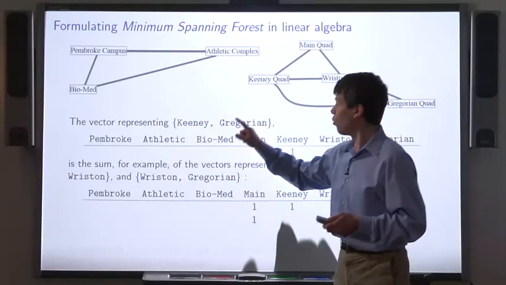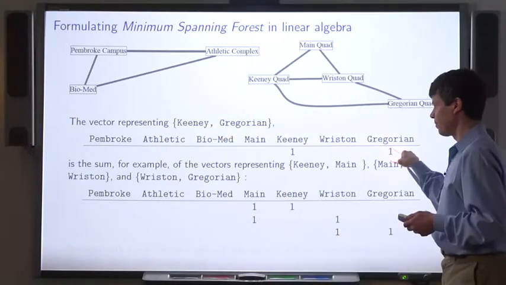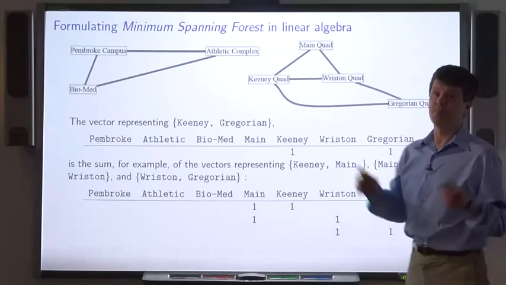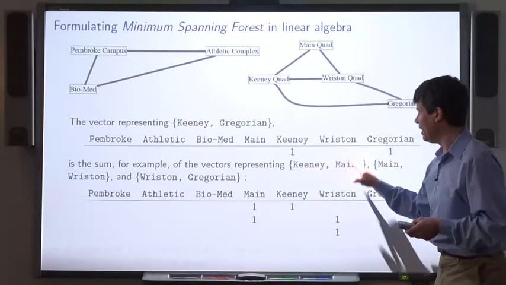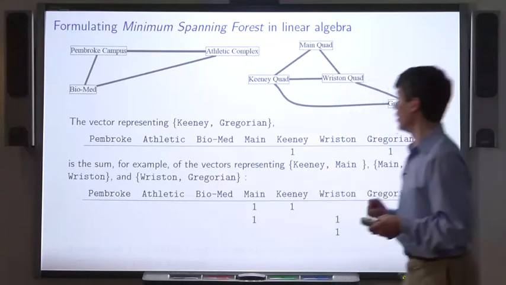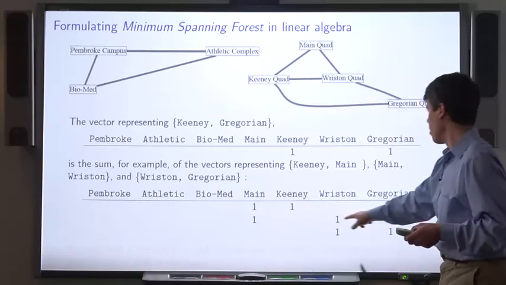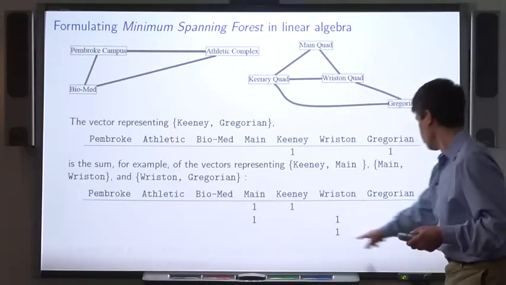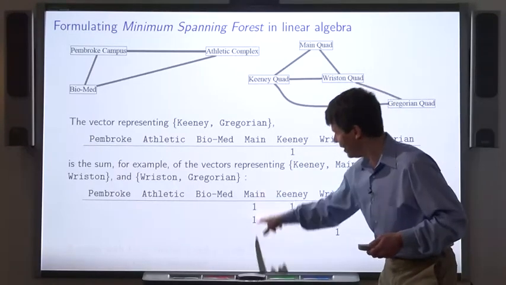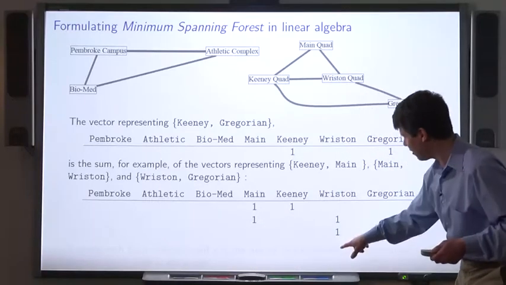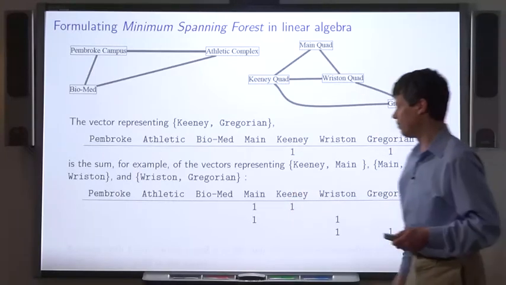Now, the vector representing the subset Keeney-Gregorian, this vector, is the sum of the vectors representing the set Keeney-Main, Main-Riston, and Riston-Gregorian. So let's see that. Here's the vector for Keeney-Main. Here's the vector for Main-Riston. And here's the vector for Riston-Gregorian. If we add up these vectors, the ones in this column sum to 0, the ones in this column sum to 0, and we're just left with 1s in the positions Keeney and Gregorian.